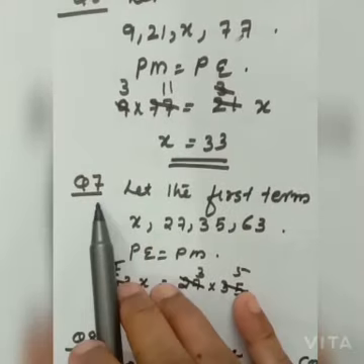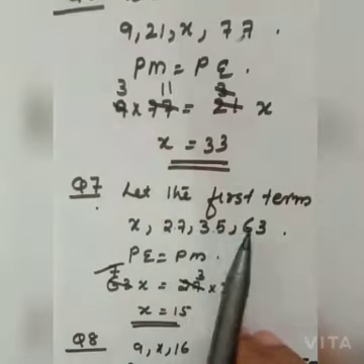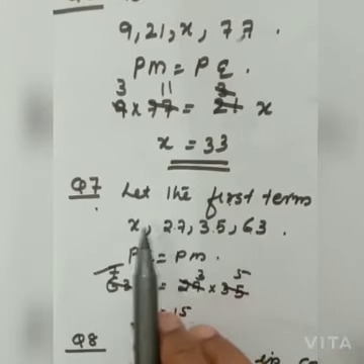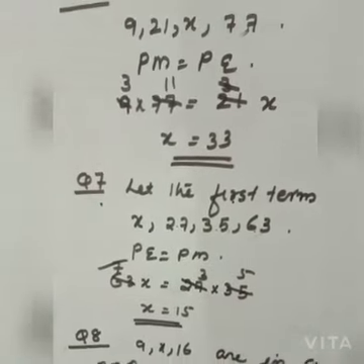Question number 7. Question number 7: second, third and fourth are given. You have to find out the first term. So it will be x. Product of extremes equal to product of means. You will get x equal to 15.